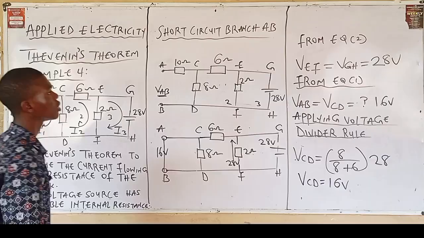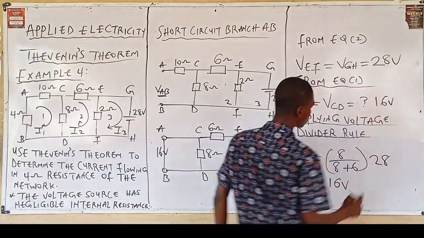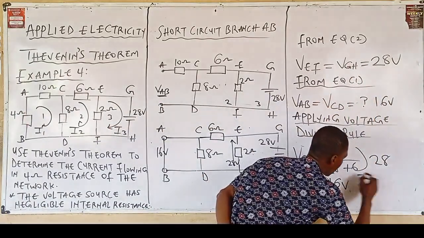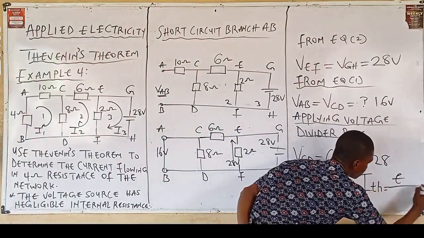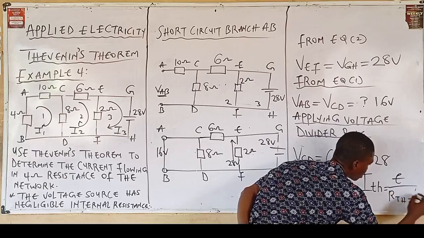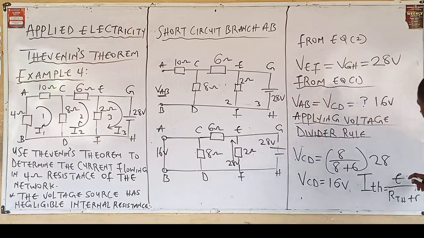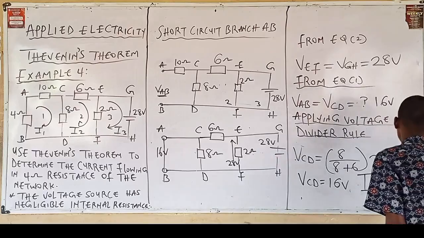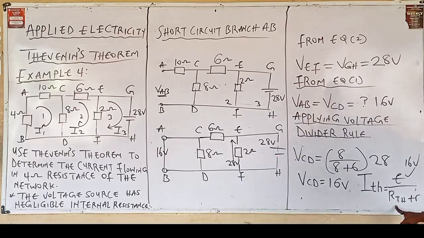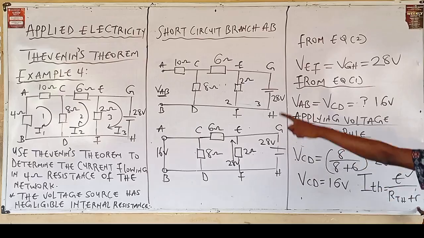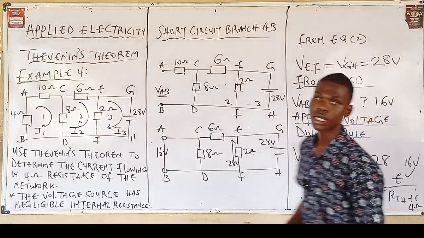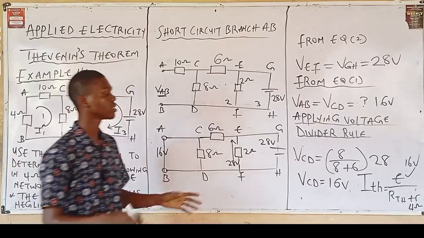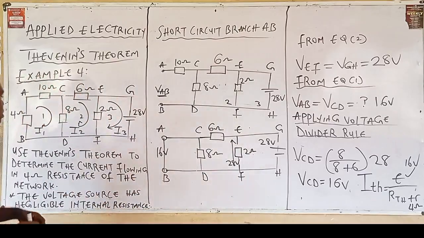16 volts. What it means is that from Thevenin's formula, we state that I Thevenin is equal to E over RTH plus R. We obtained the value of E to be 16 volts. Then our R is our load resistor, which is 4 ohms. Then lastly, let's solve for RTH, meaning Thevenin equivalent resistance.